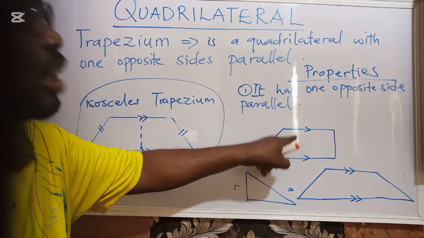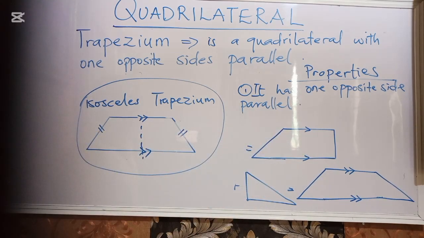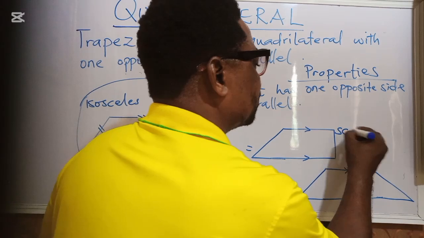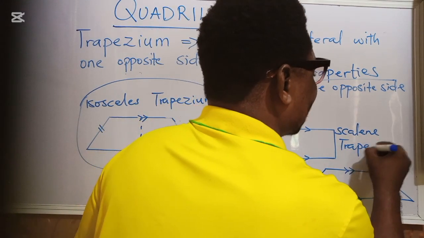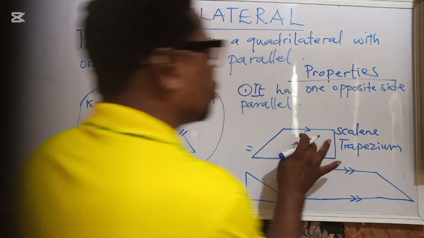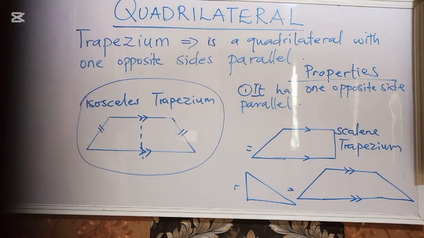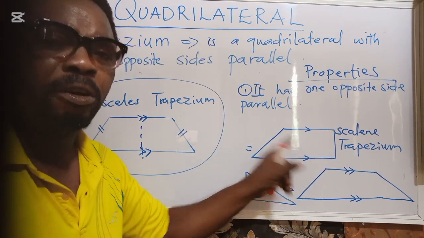Here, there is no side that is equal. I call this one scaling trapezium. And that means there is no size. There is no line of symmetry for this one.